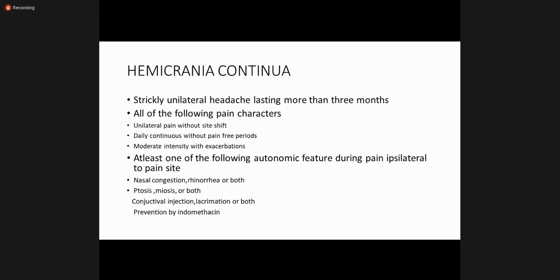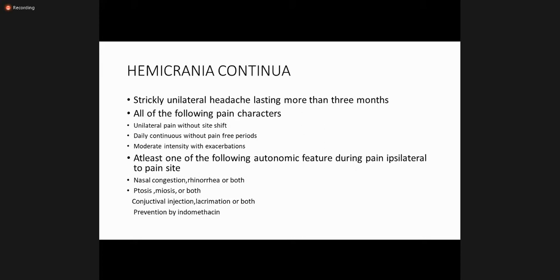What are the pain characters? Must be unilateral without any side shift. They have daily continuous headaches without any pain-free period in between. And these are headaches of moderate intensity with on and off exacerbations. Along with that, you must have at least one autonomic feature on the ipsilateral headache side, that is nasal congestion, rhinorrhea or both, ptosis, miosis or both, conjunctival congestion, lacrimation or both.